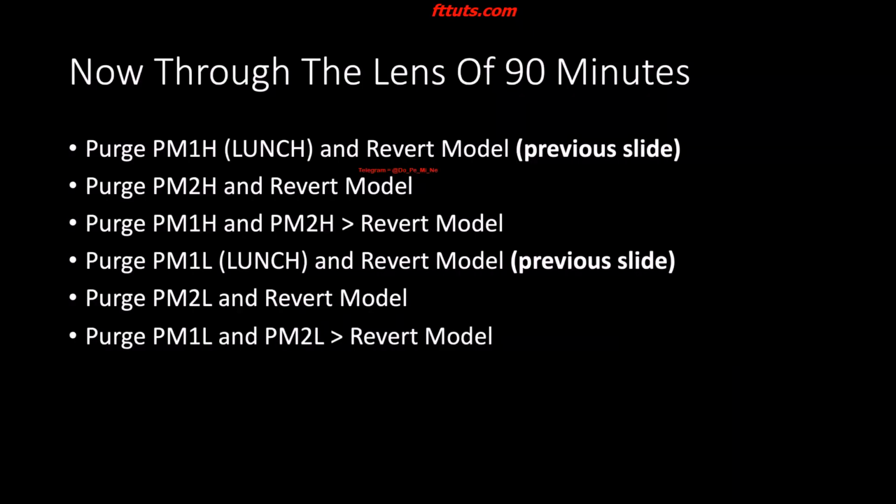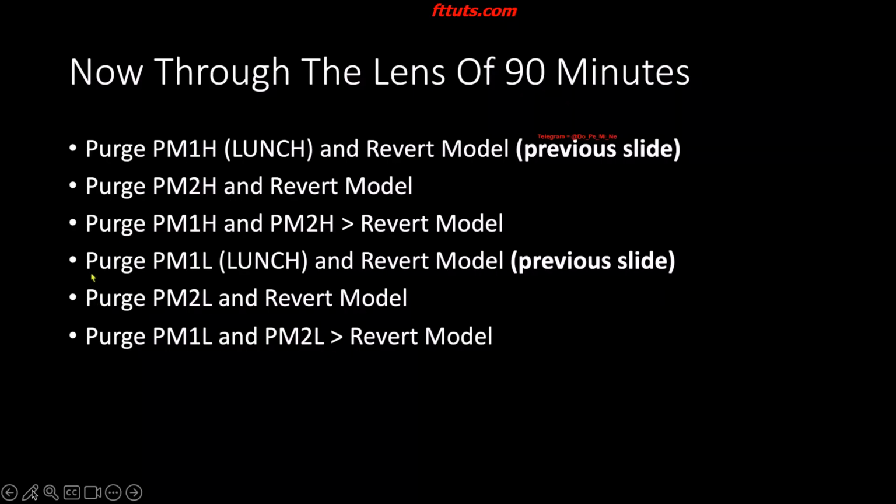So let us now take a look through the lens of 90 minutes at the PM session from a model perspective. We have already taken a look at the first section here, which was a purge of the launch high and a revert model. This was, I believe, the first slide. Then the second bullet is the purge of the second PM session's high and revert model. Third bullet is the purge of the first PM high and the PM2 high, followed by a revert.